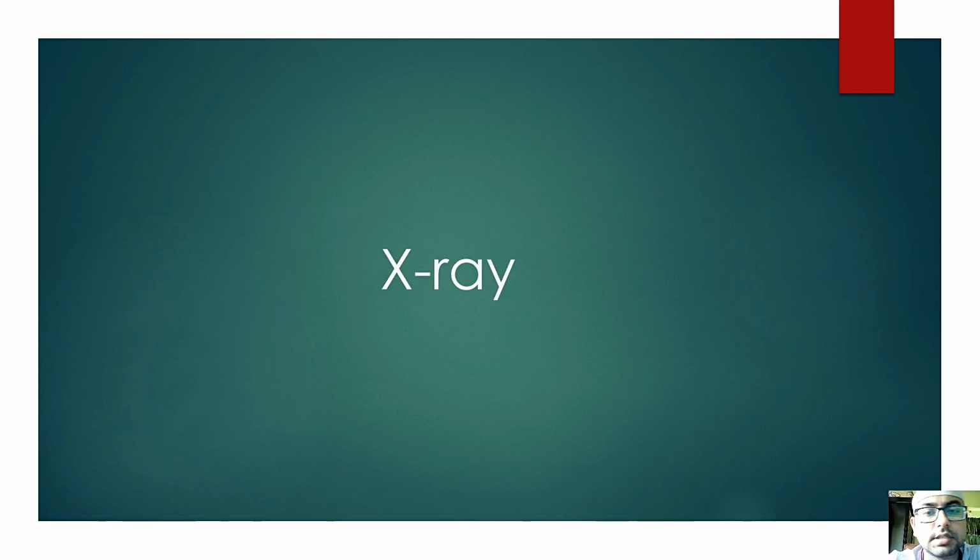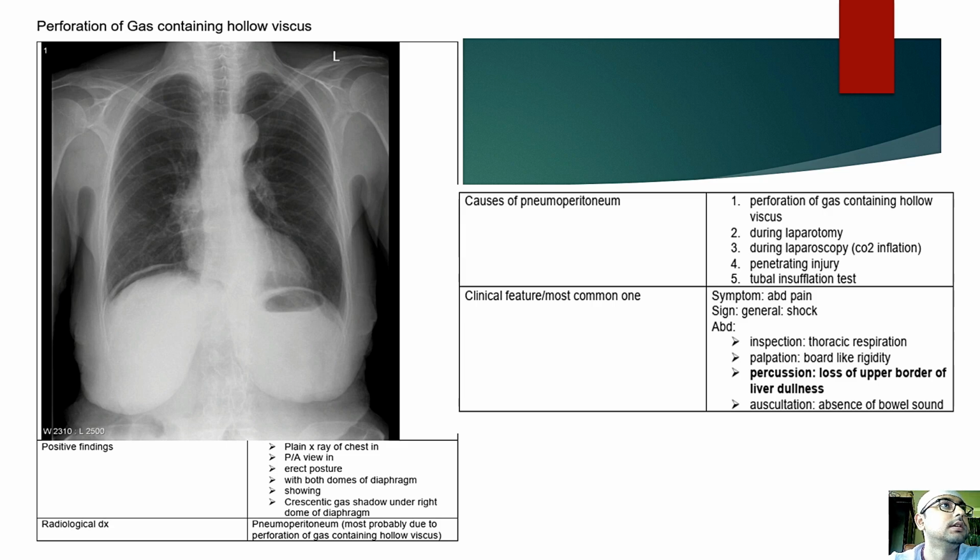Firstly, I will discuss the X-ray. The most common X-ray is the chest X-ray, which is invariably asked in the exam. Here you can see an X-ray which consists of the chest and part of the abdomen, right? So before describing an X-ray, you must know the reason for this X-ray.